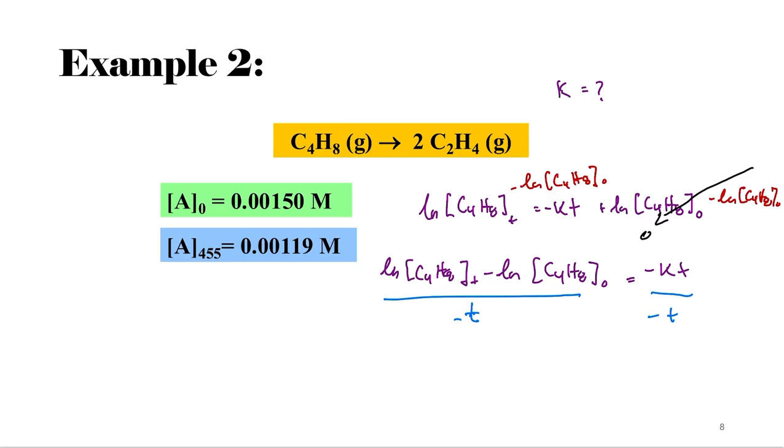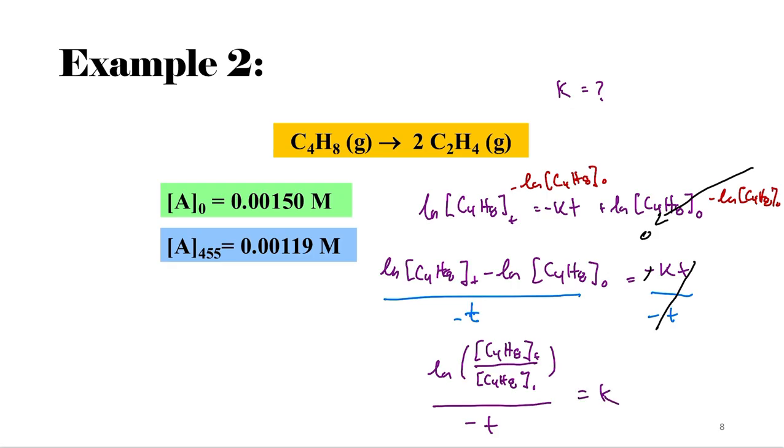So after I cancel out the t on both sides and the negative sign, this becomes ln of C4H8 at time t divided by C4H8 initially, all over minus t, is equal to the rate constant. And so I did it all algebraically at first because I know what I'm solving for, and now I just have to determine where each of these concentrations go.